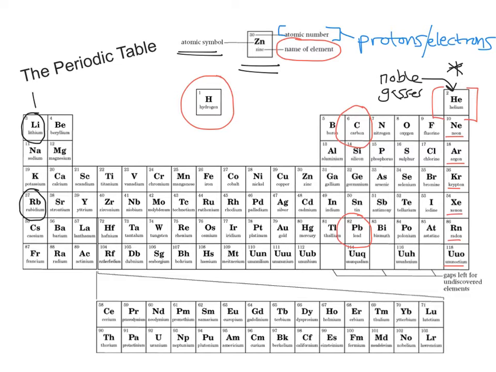So let's just put in place the names of these groups. So this would be group 1 here. We've got group 2. This one is group 3. We have group 4 here. Group 5. Group 6. Group 7. And this one, where I've drawn the asterisks, is called group 0, our noble gases.